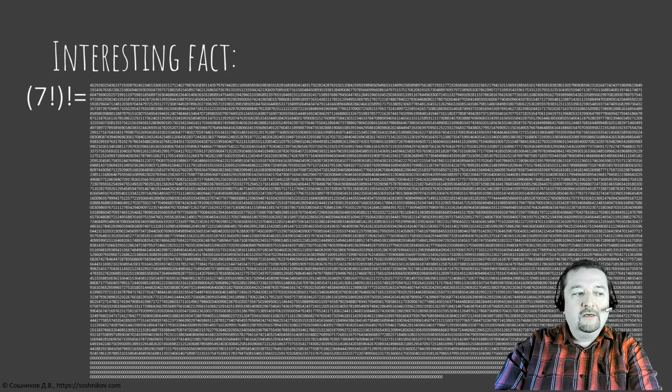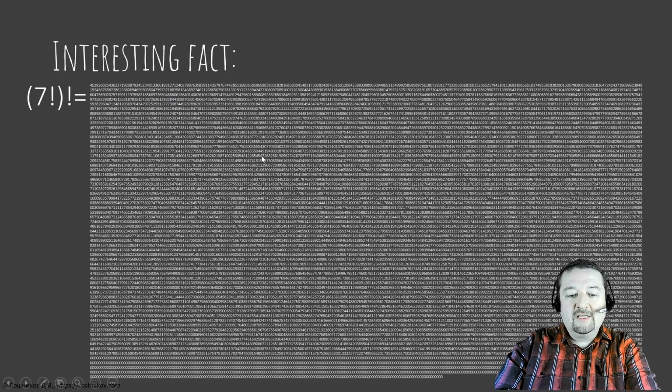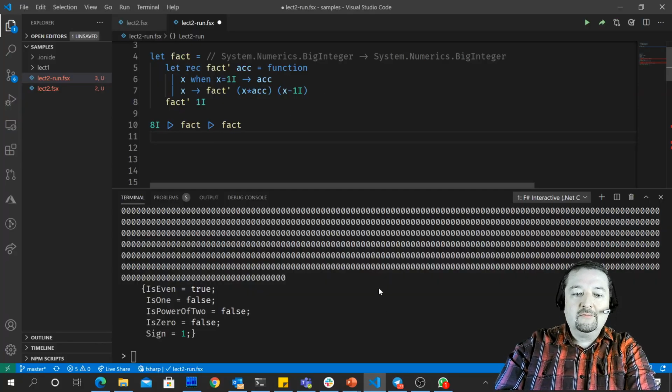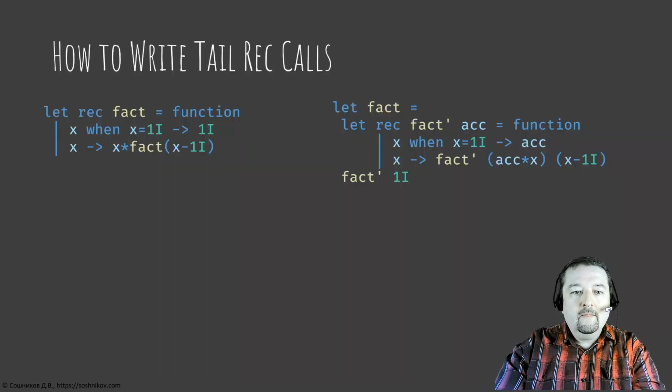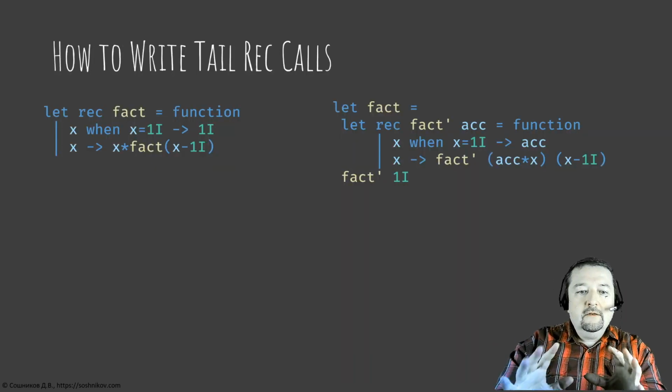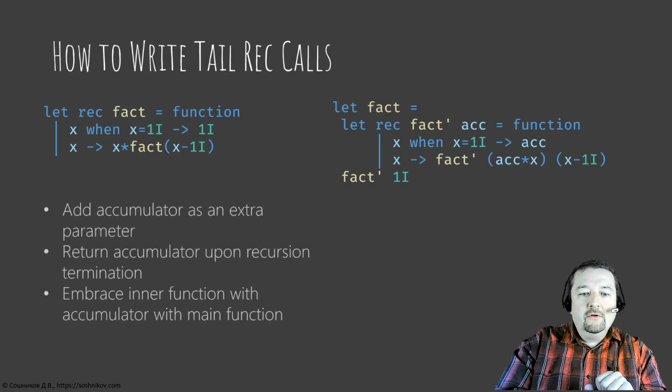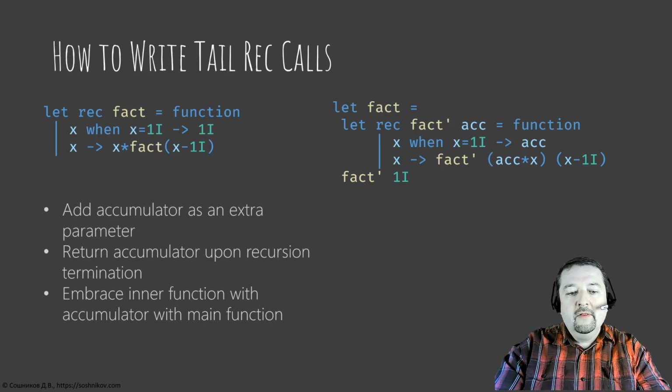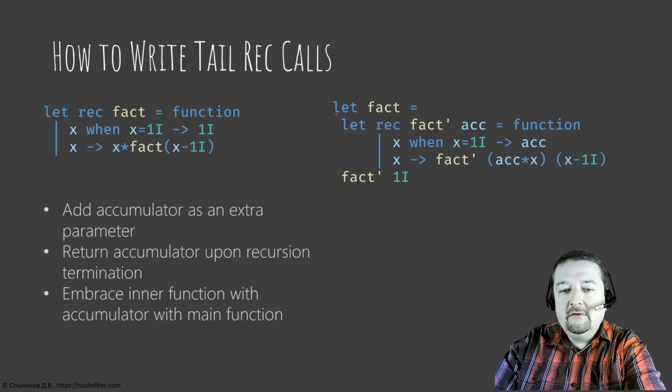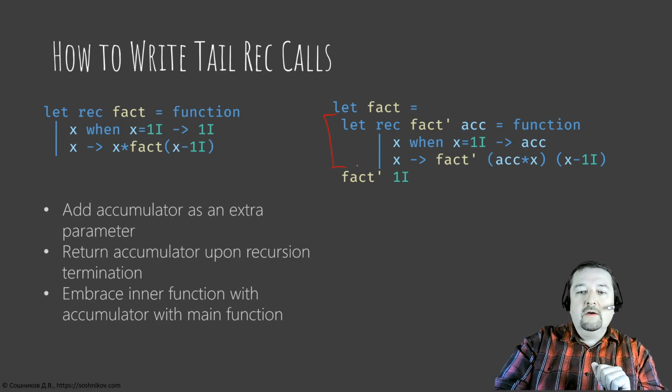So this is double factorial of 7, just for your reference to see how huge it is, and double factorial of 8 is even larger. Luckily it finished printing here, but I think it wasted the memory of Visual Studio Code. So again, the rules for writing tail recursive calls is to add accumulator as extra parameter. When recursion ends, you return accumulator, and you embrace the function as the inner function within the main function.